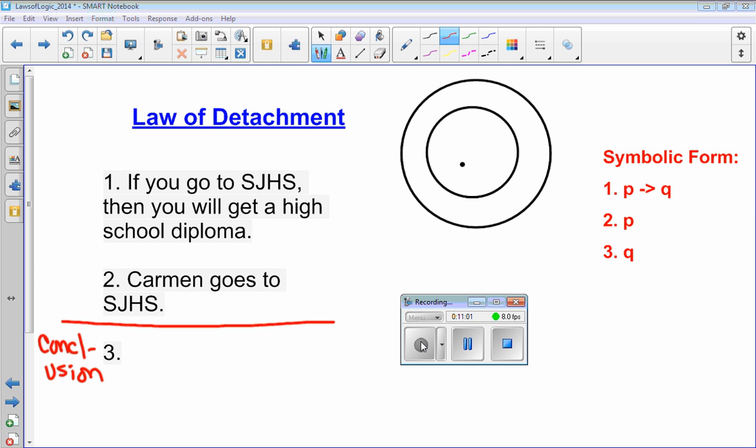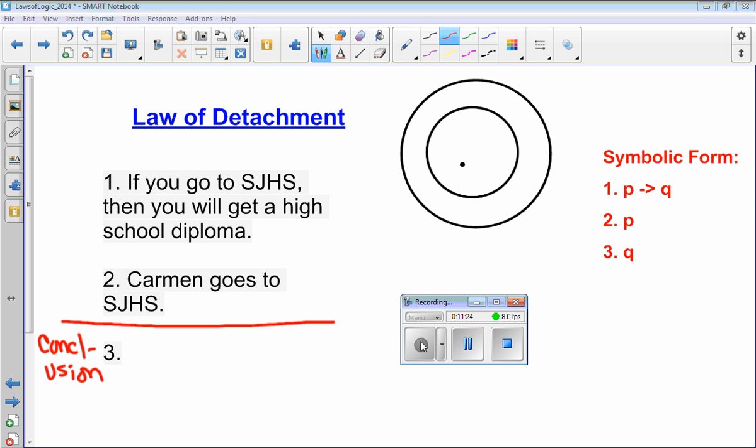An if-then statement or a conditional statement, either way you want to say it. What kind of a statement is number 2 going to be? Is it going to also be a conditional statement? Look at the example we have. It's definitely not. So if we're going to use the law of detachment, we're not going to have the second statement be an if-then statement.